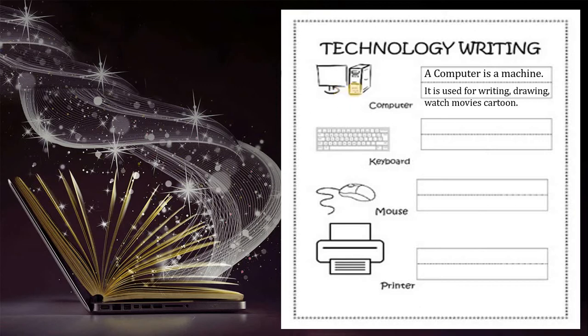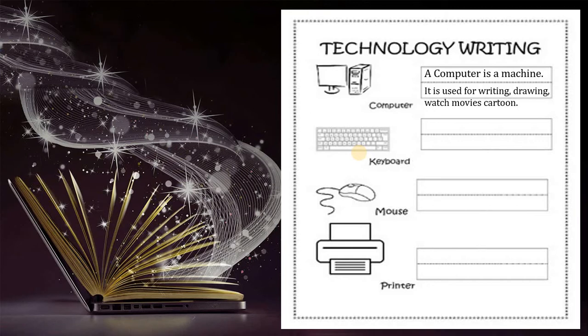Now come to the next picture. Identify this picture. Which picture is it? I know this picture is not very clear, but you have to identify its shape. From the shape, what do you see? Which picture is it? The keyboard. Now tell me your two sentences about the keyboard. Come on, it is so easy.